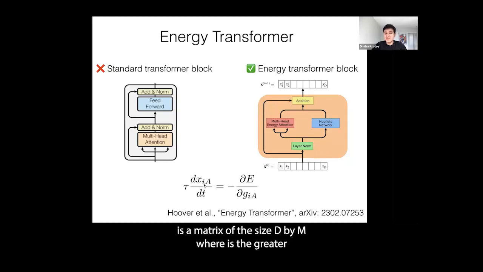So in some sense X is a matrix of the size d by n, where d is the vector dimension of the embedding and n is the number of tokens. Now, what is G? G is the layer normalized version of X. So essentially all these operations, like attention and Hopfield network, operate on the layer normalized tokens. Whenever we send the set of input tokens X into the energy transformer block, the first thing that we do is layer normalize them. And then all the energies are subsequently defined on these layer normalized values of G. That's why we differentiate energy with respect to G as opposed to X.